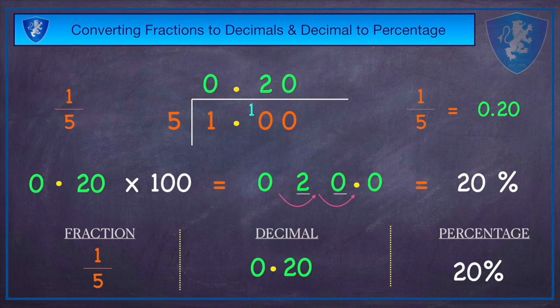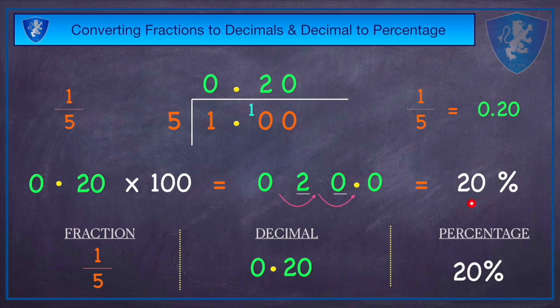Now we take that, multiply by 100 to convert it to a percentage, 1 and 2 places here, and you see I put the extra zeros. These are the places which I've actually filled with zeros. So the answer is 20% here.